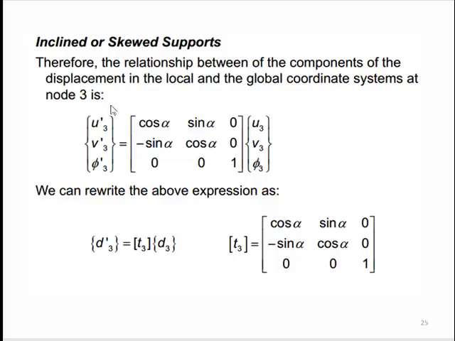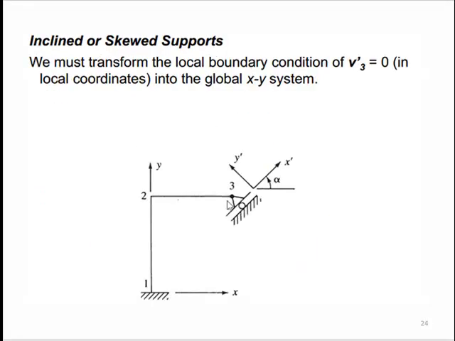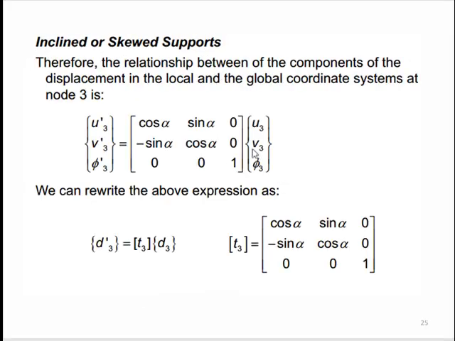All right. So the relationship between the components of displacement in the local and the global coordinate system at node 3 is, if I go back to this diagram, we will have the displacement in the y prime direction. Displacement would be restricted, and displacement along the x prime direction would be allowed. And the transformation of the displacement in local to global coordinate system basically is governed by the same relationships.